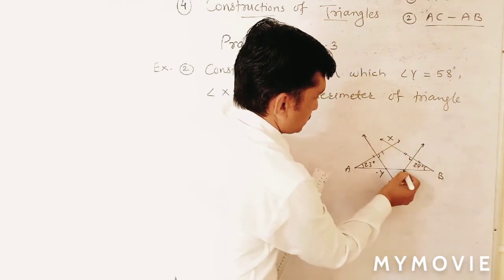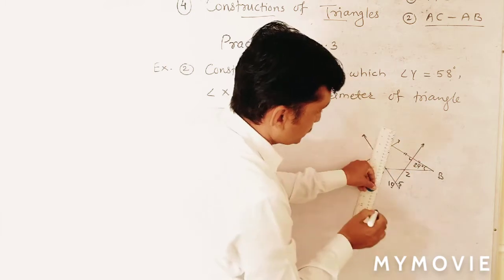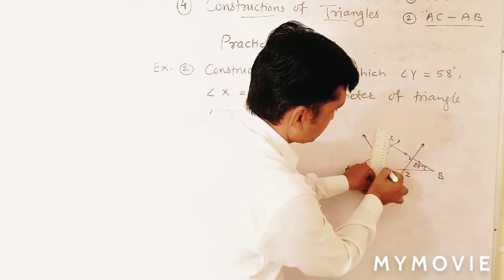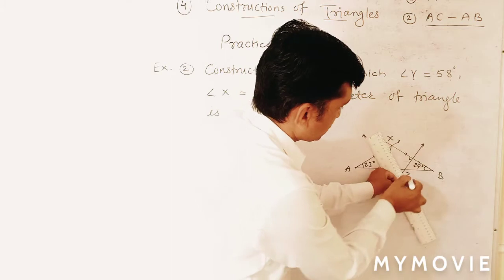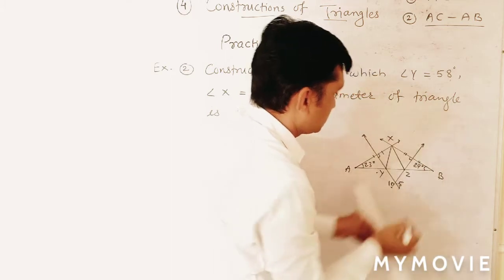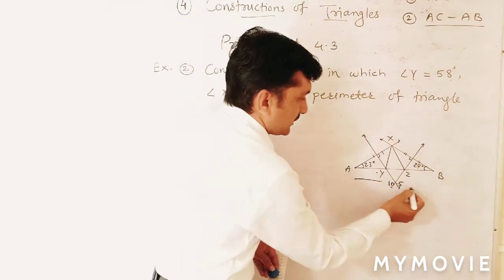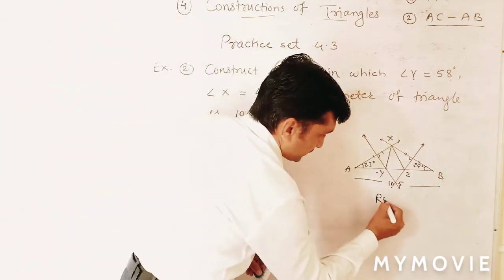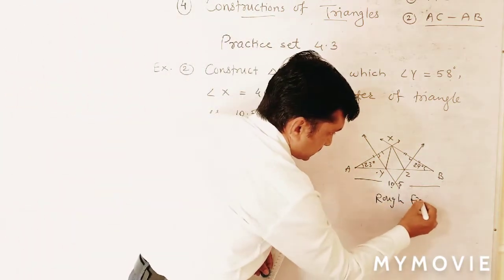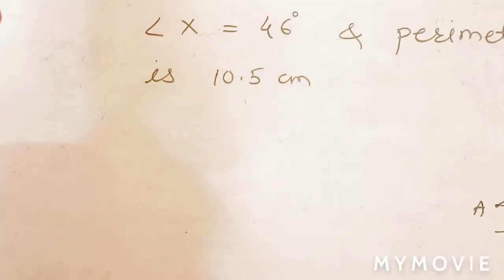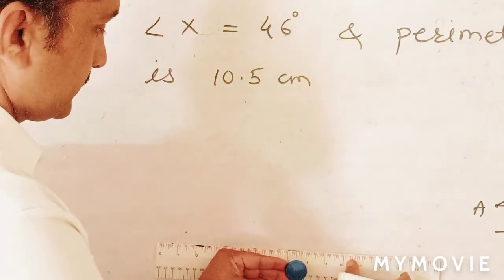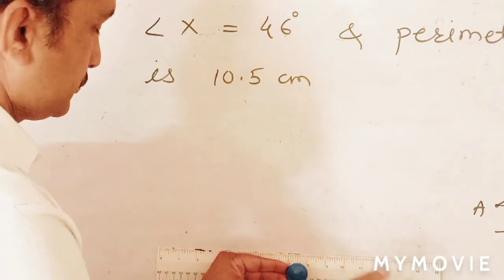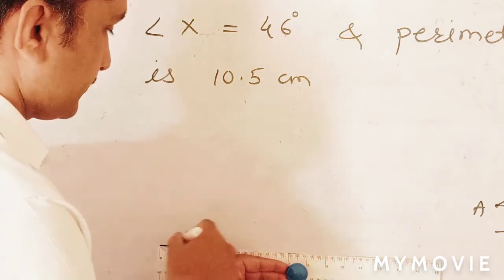Here point Z, and then join them, XY, XZ, XY here, XZ here, and this is the required triangle. 10.5 base we have to take, but this is a rough figure. Now take a base 10.5, exact figure now, 10.5.